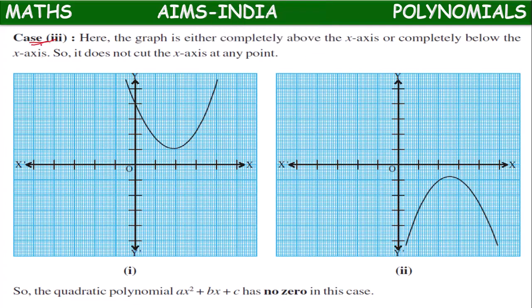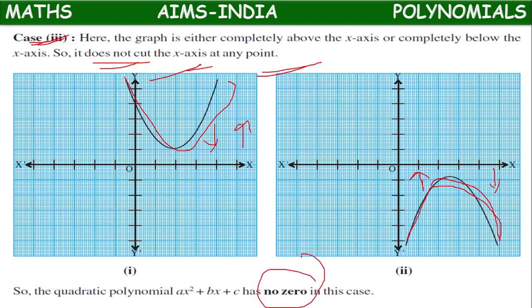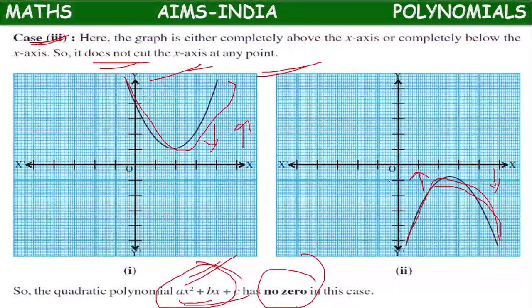Next, case 3. If you observe these two parabolas, they are not at all touching the x-axis, either completely above the x-axis or completely below the x-axis. So that does not cut the x-axis at any point. What does it mean? It means no zero. The quadratic polynomial is not having any zero in this case.